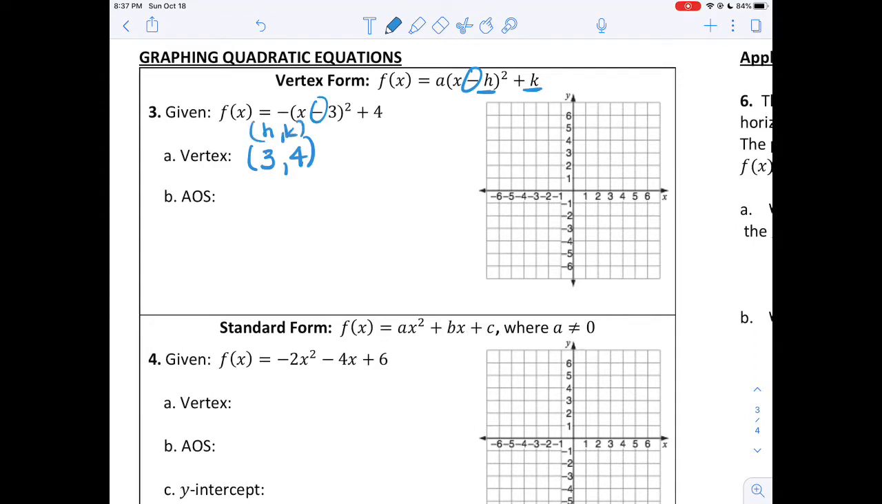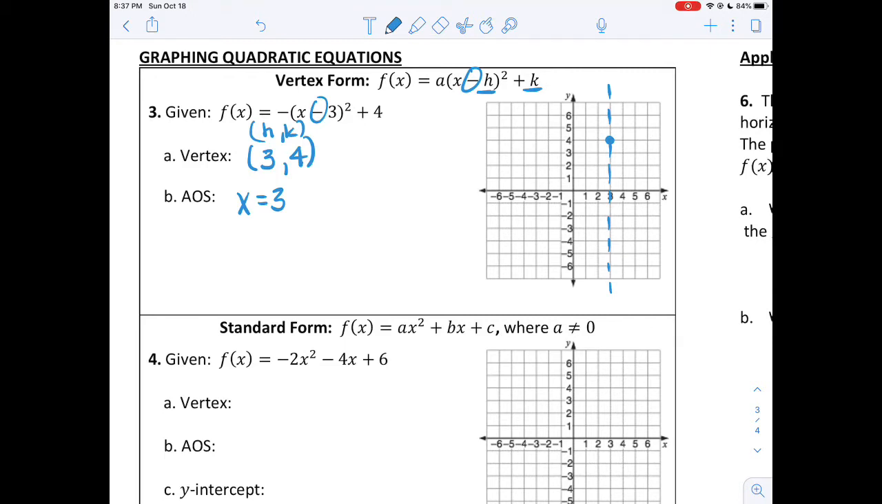Our axis of symmetry has to occur at the h value. So it's at x is equal to 3. So we can draw our axis of symmetry at x equals 3. And we can plot our vertex at 3, 4. We can also pick a couple more points off the graph.